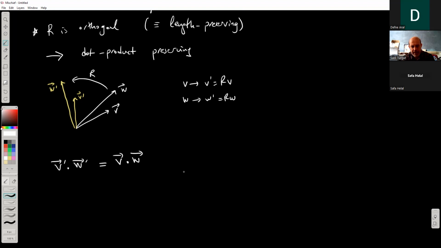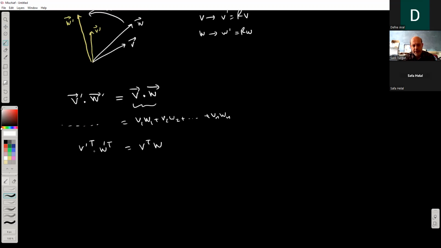And the reason is this. Basically, this dot product is equal to V1 times W1 plus V2 times W2 plus Vn times Wn. So the dot product can be expressed as the sum of the products of the corresponding components. But I can express this as V transpose W in terms of the matrix product, and similarly, this dot product can be expressed in the same way. So there's also a corresponding term here. It's basically the same calculation.